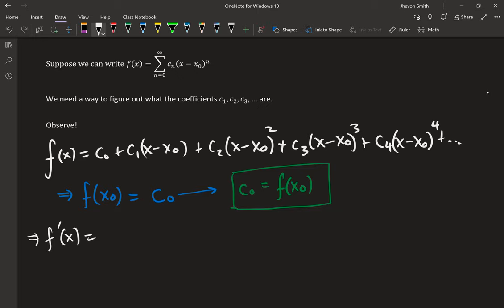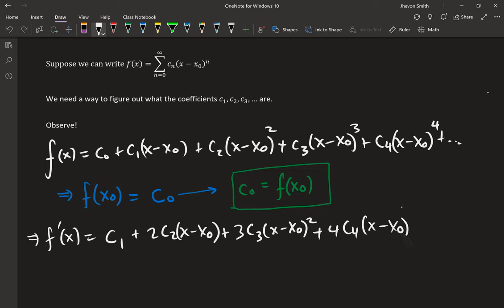The derivative of the first term is going to be C1 plus 2C2 times (x minus x0). Of course, by the chain rule, you'd multiply by a 1, but we don't need to show that. Plus 3C3 times (x minus x0) squared, plus 4C4 times (x minus x naught) cubed, plus da da da.